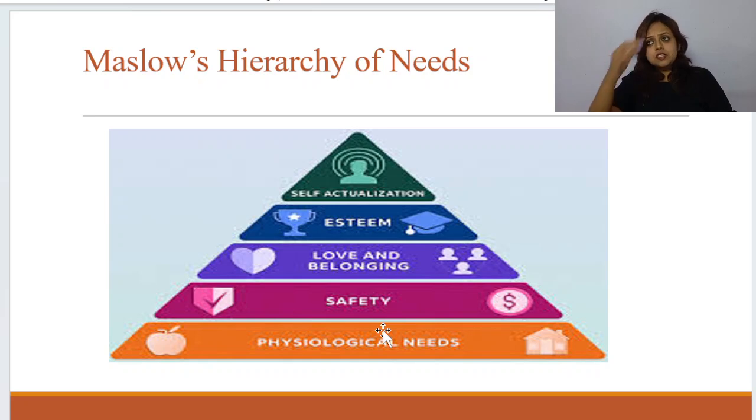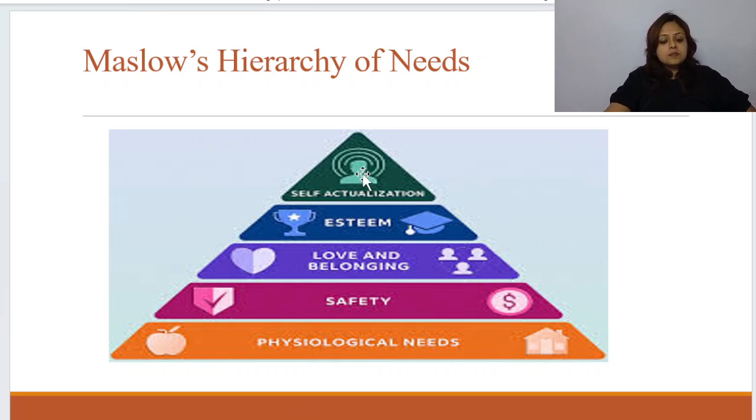In later years, say during 1970, he added 3 more needs that I'll be again discussing in the next slide. So before getting into the next slide, let me explain what these 5 needs are all about. As you can see in this picture, there are 5 needs that have been shown. Now these needs are arranged from bottom to the top.